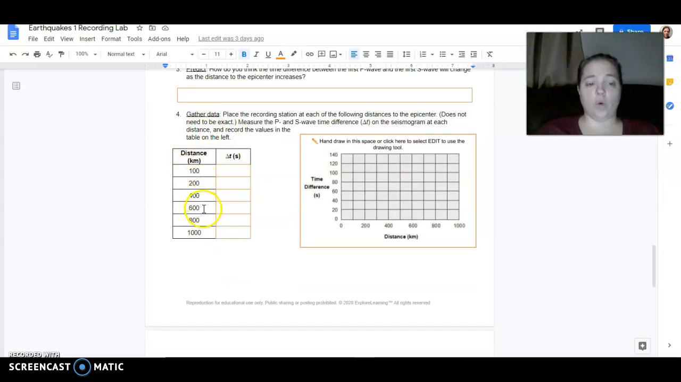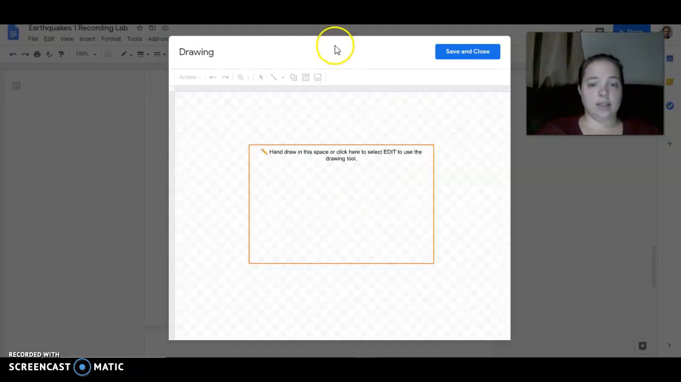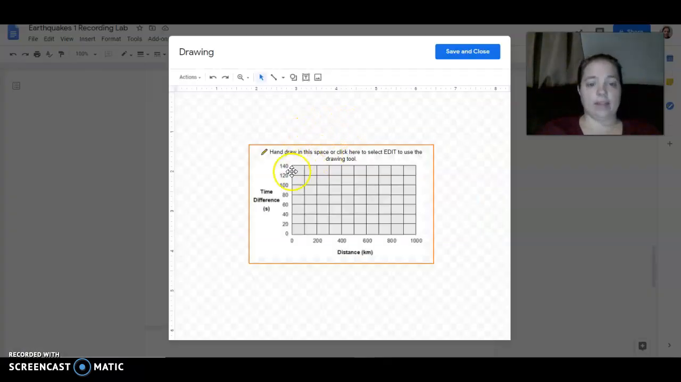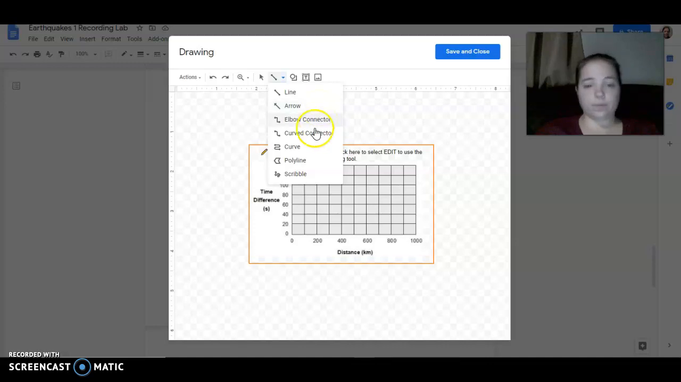You're going to do 1, 2, 4, 6, 8, and 100, or 1,000, because my zeros are awful. And you're going to record the delta T for each one. Once you are done, you're going to click on this. I would highly suggest, because you are writing them down right here, that you write them down on a piece of paper, because you're going to have to edit this and draw your differences in times. So here's your time difference.